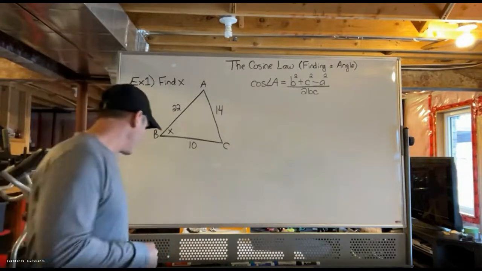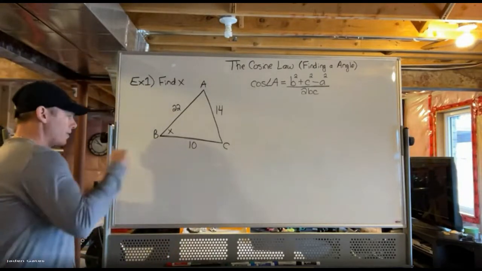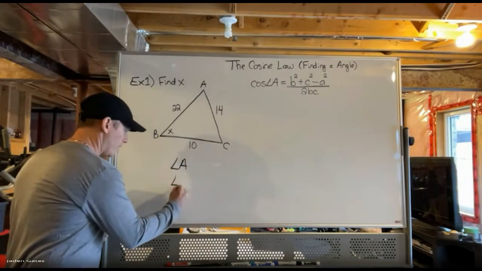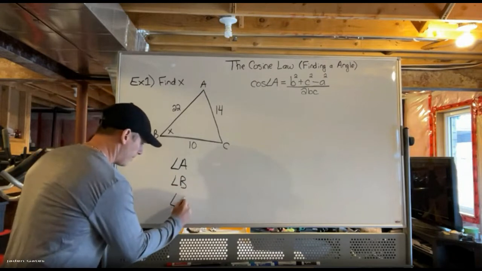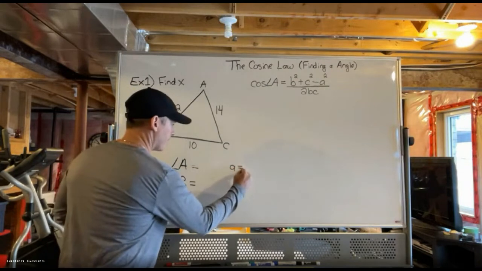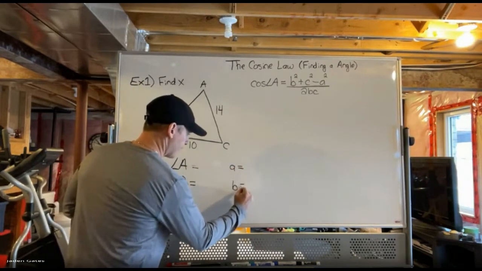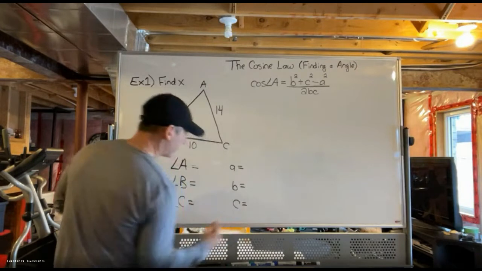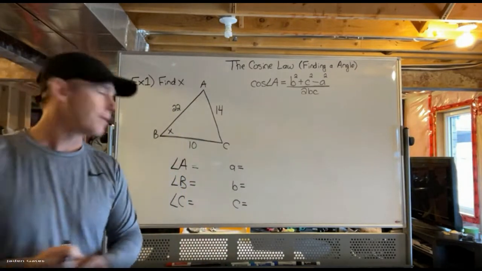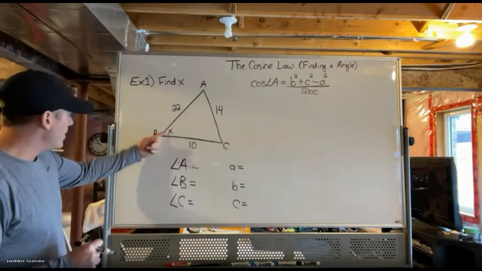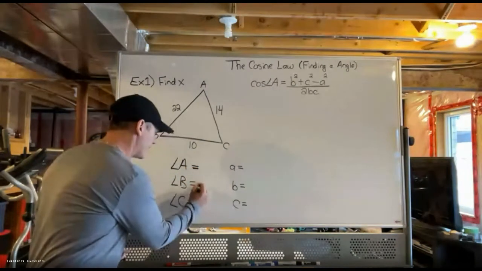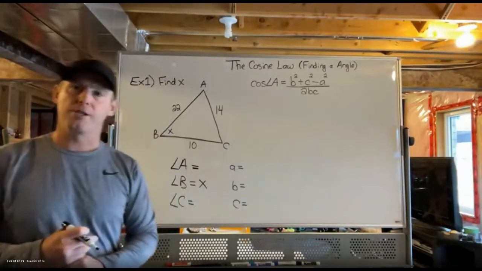I am still going to write out which angles and which sides I have and what I'm looking for. So I've got angle A, angle B, angle C, and of course we have side A, side B, and side C. All right. And it says here, the question is find X. Now, find X, you can see clearly that we're going to be looking here for angle B, which apparently is called X this time out.